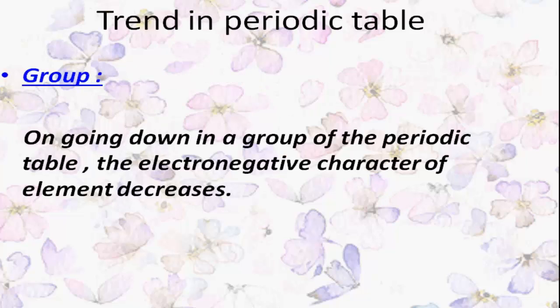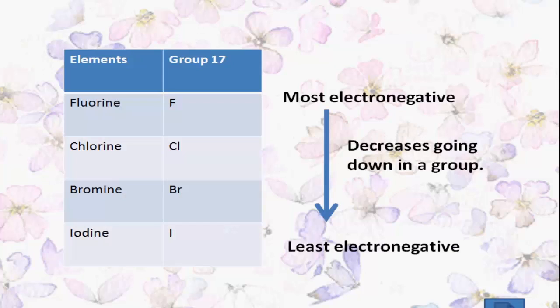So let's now understand the trend of electronegativity in the periodic table. When we move from top to bottom in a particular group, the electronegative character of the element decreases. For example, when we go down group 17, the halogens, the electronegative character decreases from fluorine to iodine. Out of fluorine, chlorine, bromine and iodine, fluorine is the most electronegative element, whereas iodine is the least electronegative. Then we can explain why this has happened.